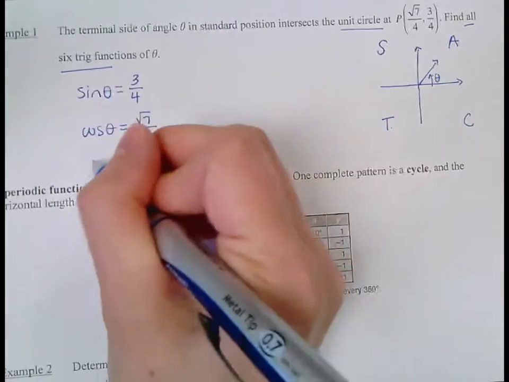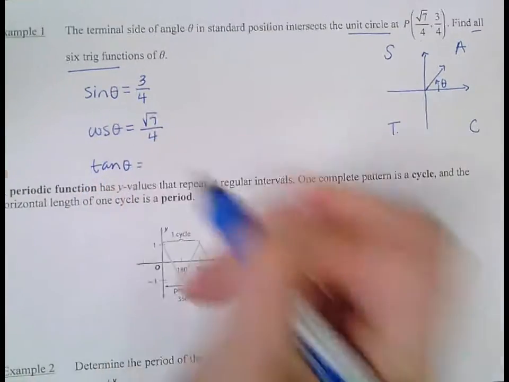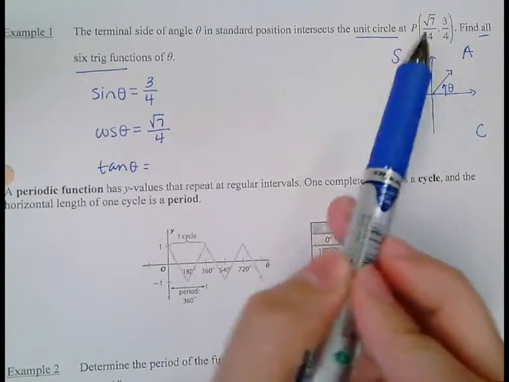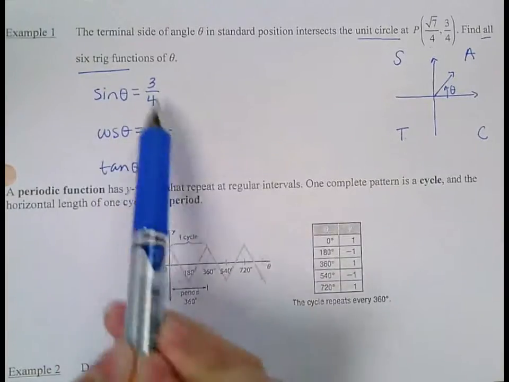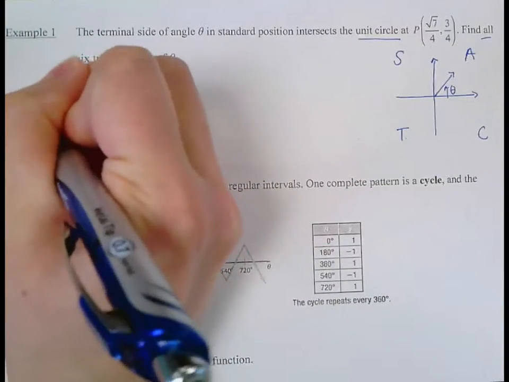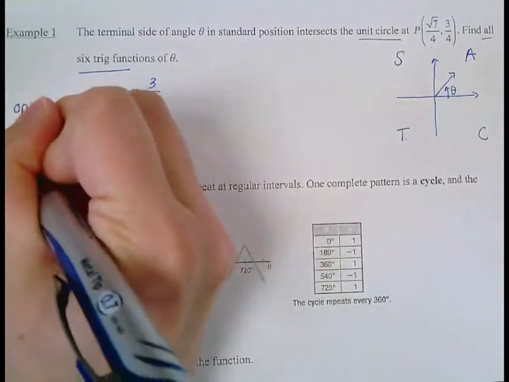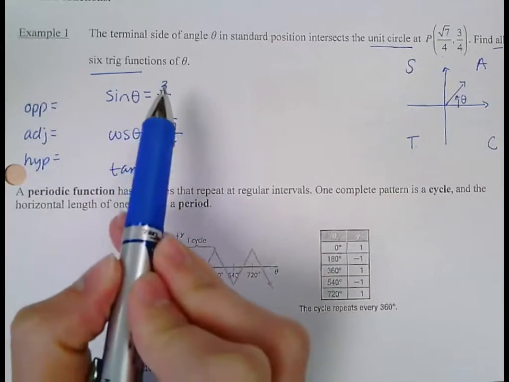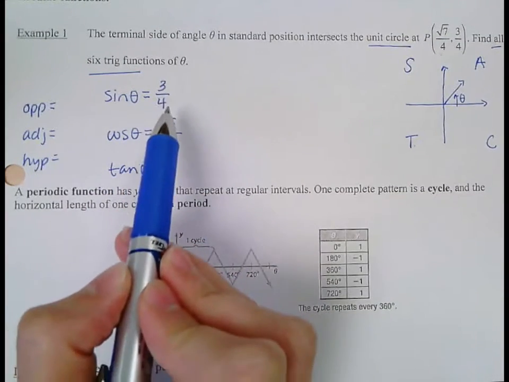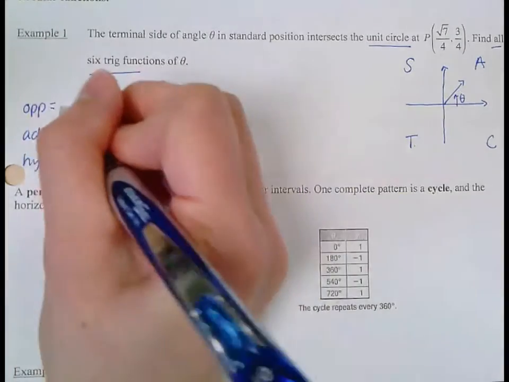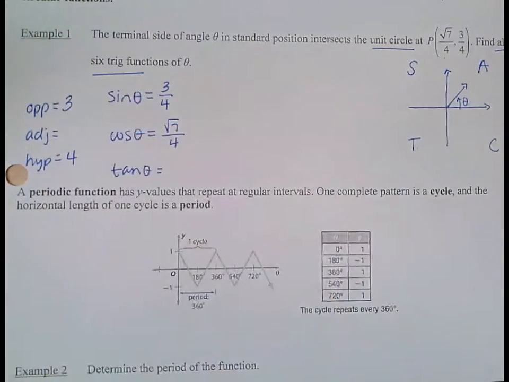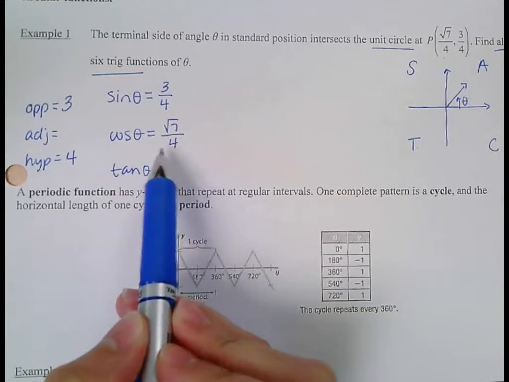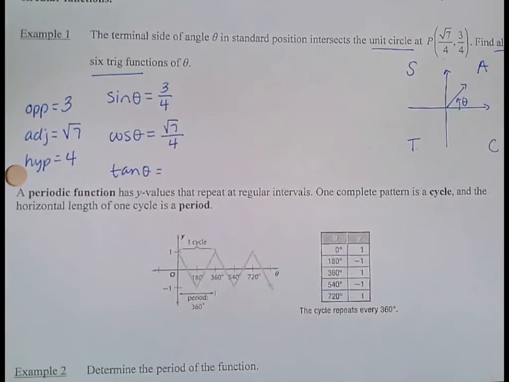Also, to find, say, tangent of theta, we'll find that next. You could sketch a triangle given this point, but you don't have to. Just based off of these ratios, I can identify what the opposite side is equal to, what the adjacent side is equal to, and what the hypotenuse is equal to. So if sine of theta is opposite over hypotenuse, the opposite side must be 3, the hypotenuse must be 4. And if cosine of theta is adjacent over hypotenuse, the adjacent side must be the square root of 7.